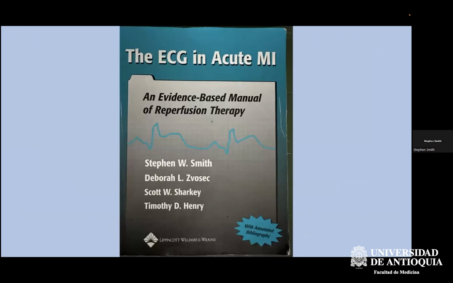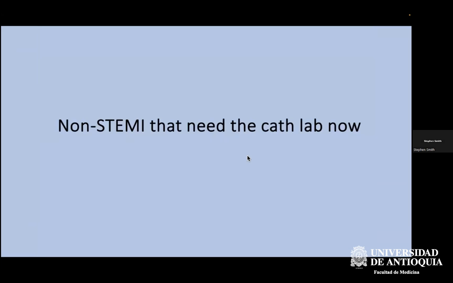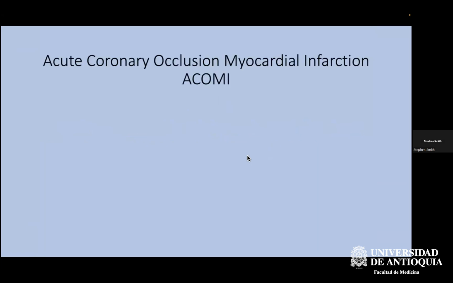I wrote this book in 2002, The ECG in Acute MI. In 2008, I started Dr. Smith's ECG Blog, which now has 1,700 posts on it and thousands of EKGs, and most of the posts are about subtle coronary occlusion. Then I started giving a talk called Non-STEMI that need the cath lab now. In 2014, I changed it to the false STEMI, non-STEMI dichotomy.